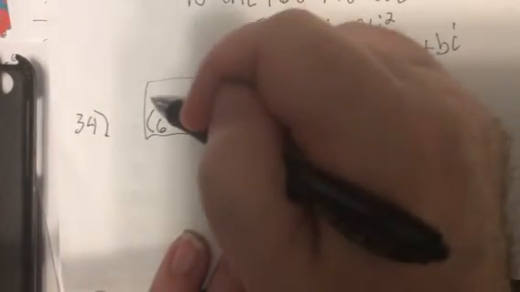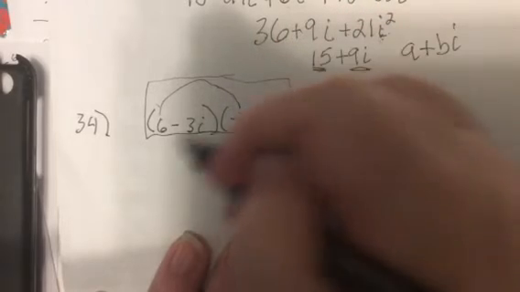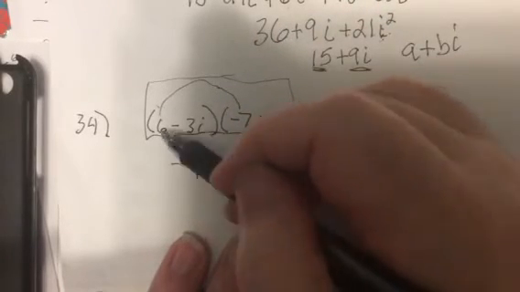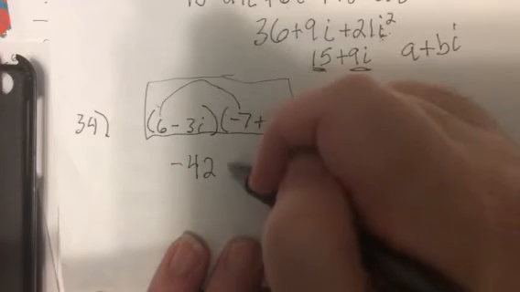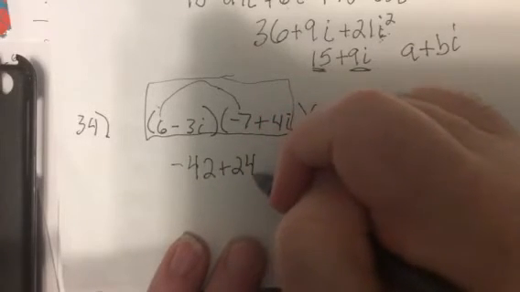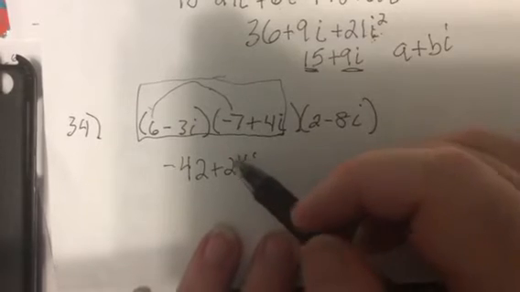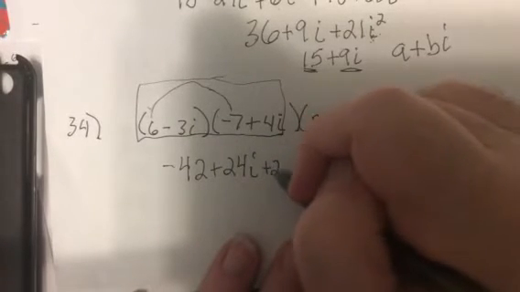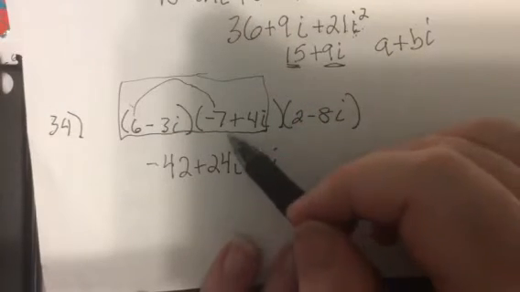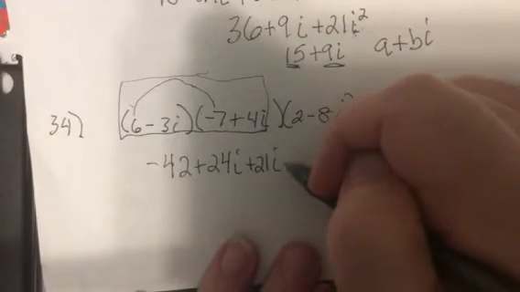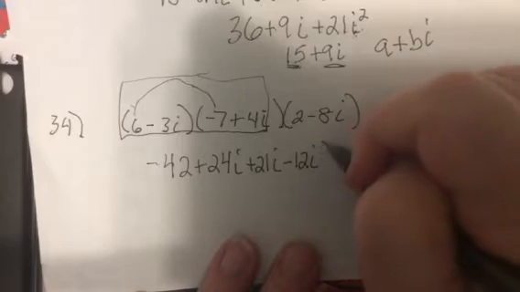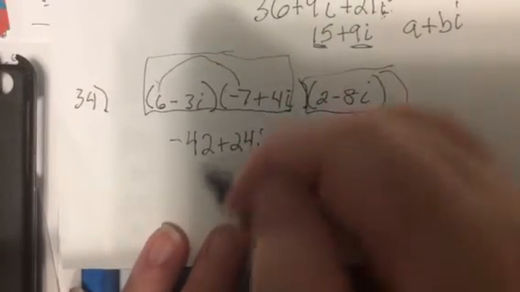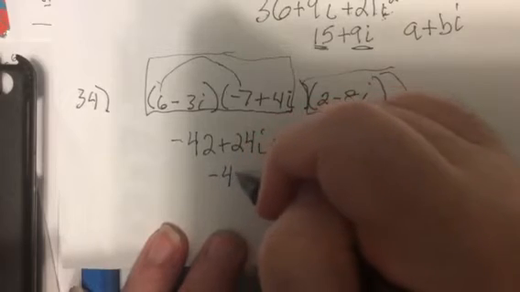So, first, that'd be -42. Outer, 6 times 4i is 24i. I hope I wrote this right, Patty. Sorry. Inner, that'd be plus 21i. And then minus 12i squared. Then I'll bring this down in a minute, just to clean this up. So holy cheese, these are big numbers.